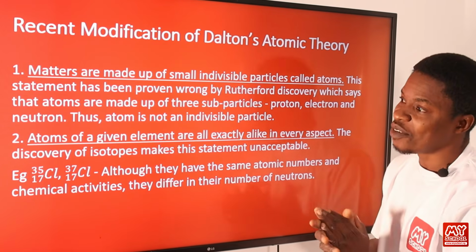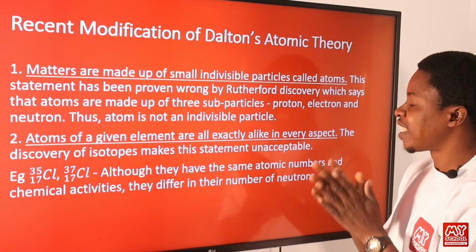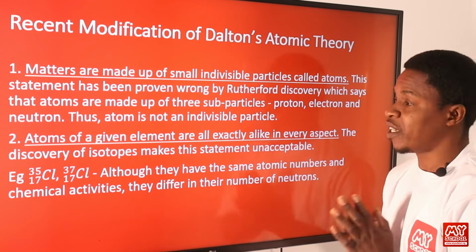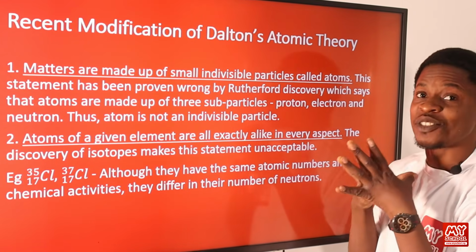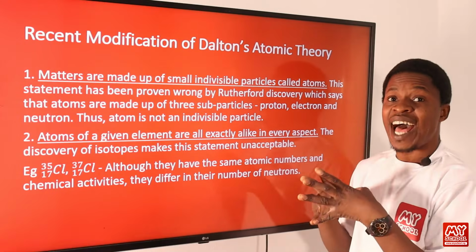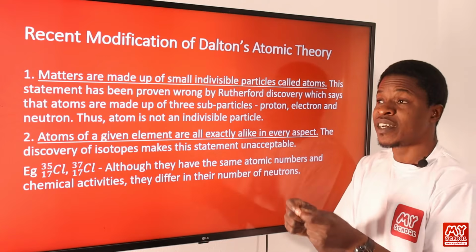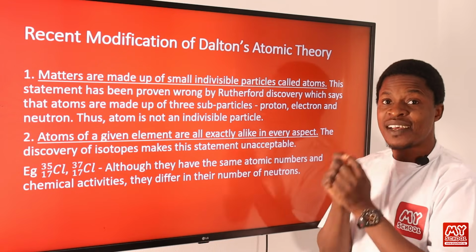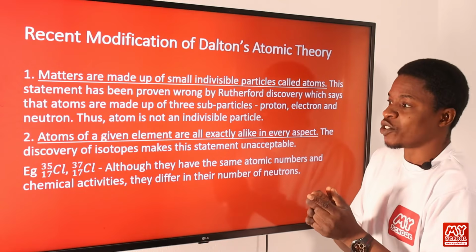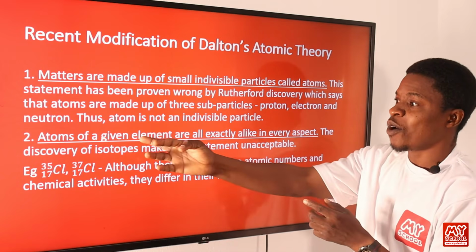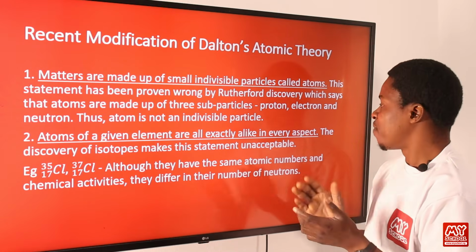Okay, the second one was about atoms of a given element are all exactly alike in every aspect. That was what Dalton said. But the discovery of isotopes, okay, isotopes are two or more atoms of an element that have the same atomic number but different mass number. So if they have the same atomic number but different mass number, how come you say that all atoms of a given element are all exactly alike in every aspect?